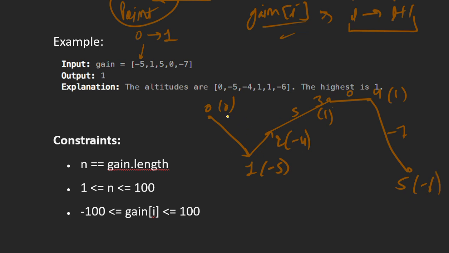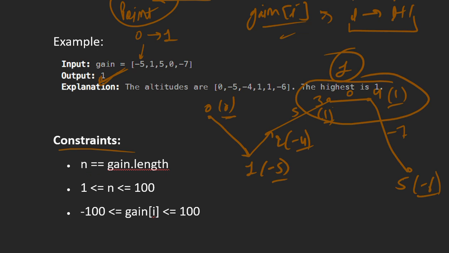So see which point is the highest point. The heights are 0, minus 5, minus 4, 1, 1, minus 6, so these two points are the highest points having height 1, so we need to return the highest height, that is 1. So we return that answer. Now let's see the constraints. Here n, the number of points, can be up to 100, and each gain in the height can be from minus 100 to 100.